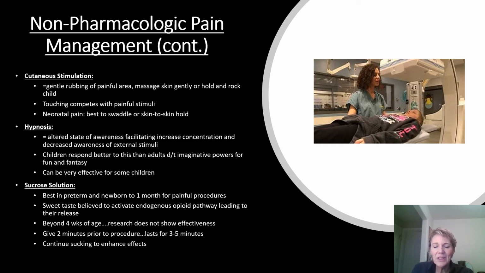So we need to make sure that we give the solution about 2 minutes before the desired procedure, like maybe a heel stick for blood, or a circumcision. Go ahead and do that, and it will last for about 5 minutes through the procedure, and is very effective. If we continue to have the child suck, like on a binky, it will potentiate, or make the effects last longer.